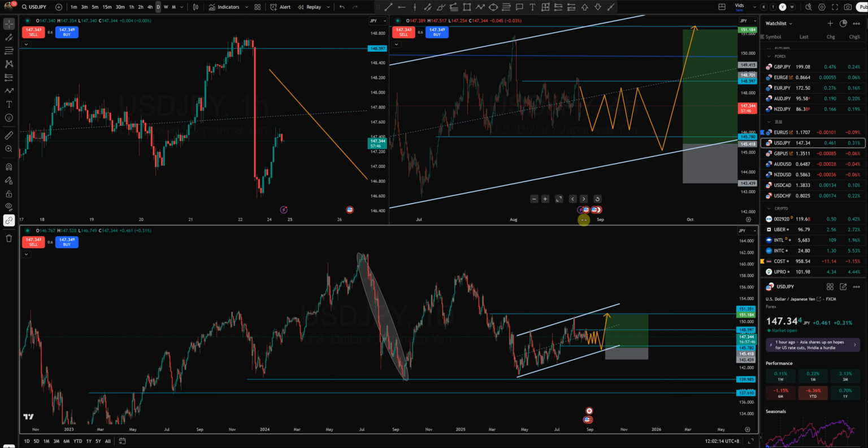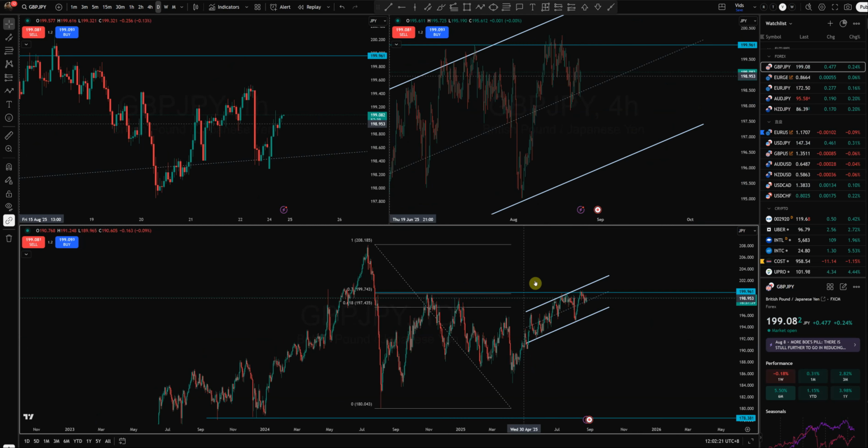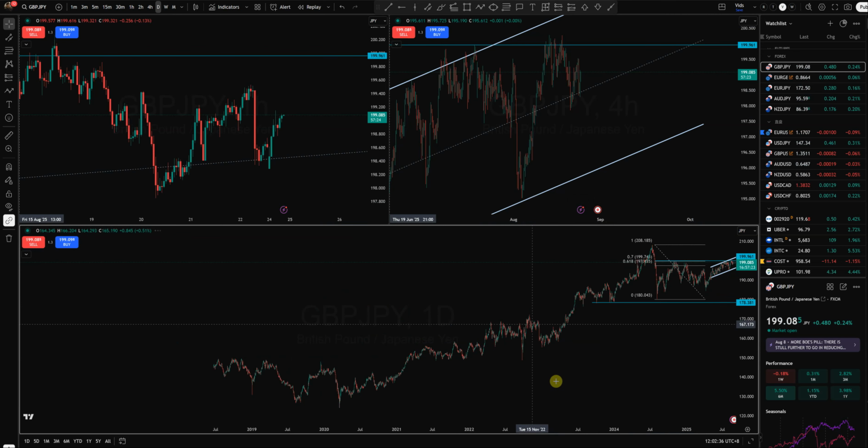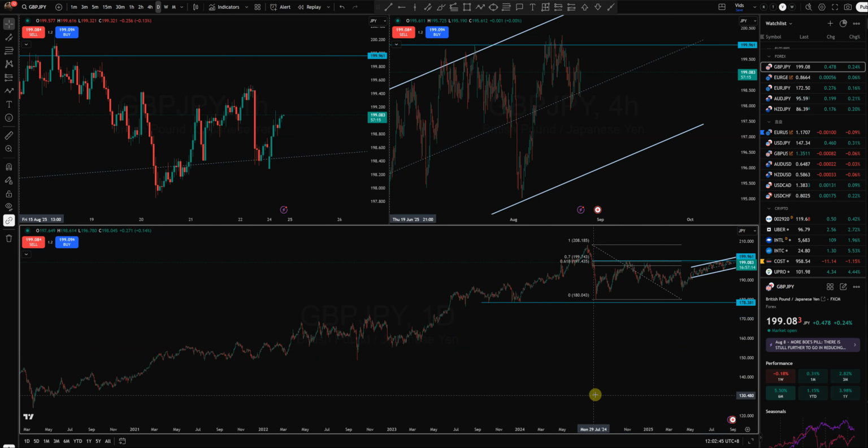USDJPY. Now let's move on to the next one, which is GJ, GBPJPY. GJ is a very popular one, a very famous one that is known for its fluctuation. Okay, let's get started. This guy is also a bit similar to USDJPY.